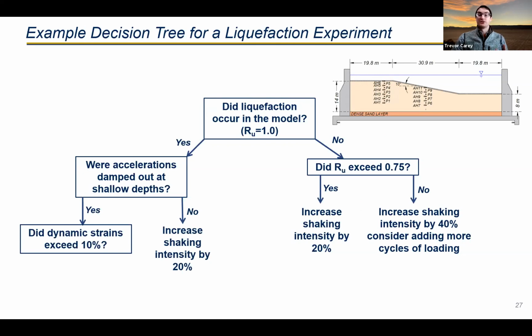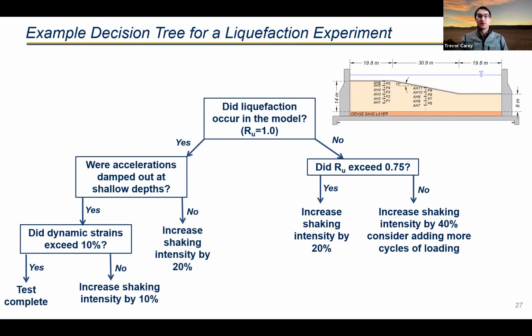Yes. We drop down into another level of, did the dynamic strains exceed 10%? Think of this as, did the slope completely flatten? Yes, the test should be complete. And no, maybe increase shaking intensity by 10%. So this decision tree was evaluated for each and every single shake that we did on this model.